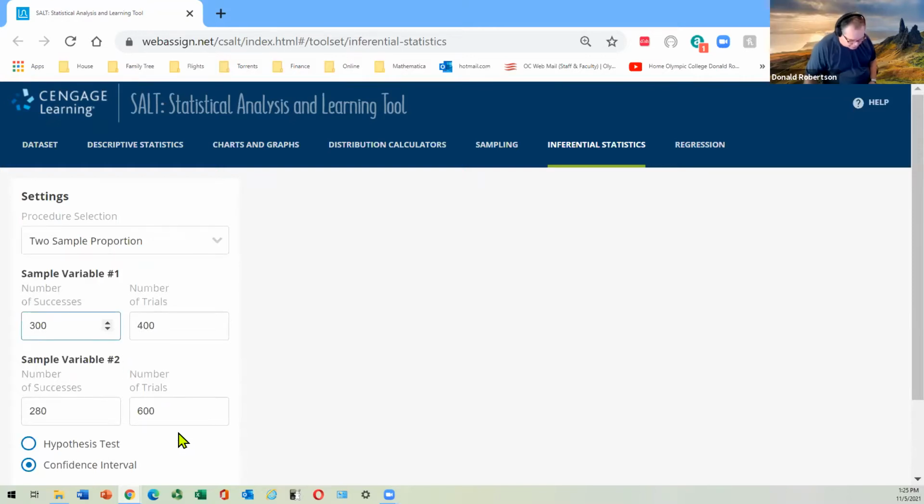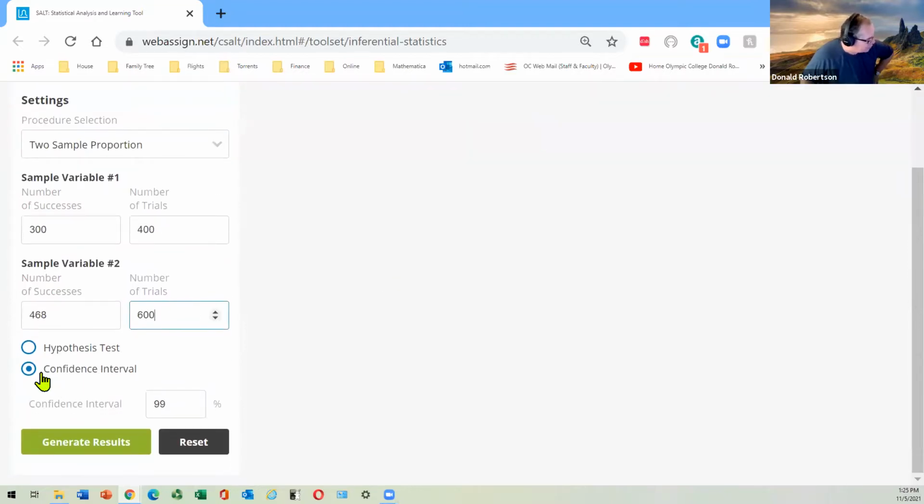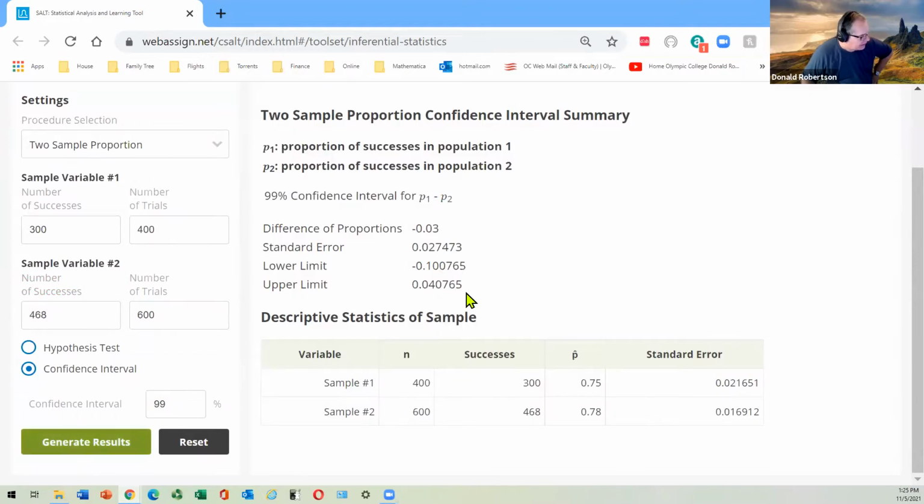You see that again? You click on it. And sample 1 in our case was the old treatment, and that was 300 out of 400. And sample 2 was 468 out of 600. And then confidence interval 99 and generate results. And the lower limit here is, would you agree that's probably 10%?